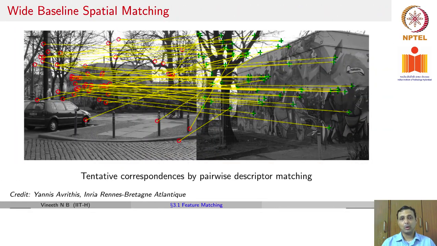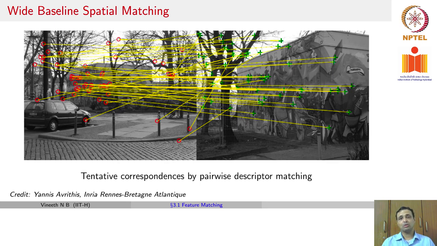Then we try to do a pairwise descriptor matching for each detected feature. We can come up with a descriptor such as histogram of oriented gradients or local binary patterns or the variant of histogram of oriented gradients that SIFT uses, and so on and so forth. You try to do a pairwise matching of the descriptors between the key points from these two images.